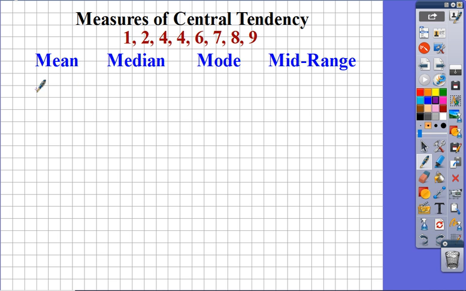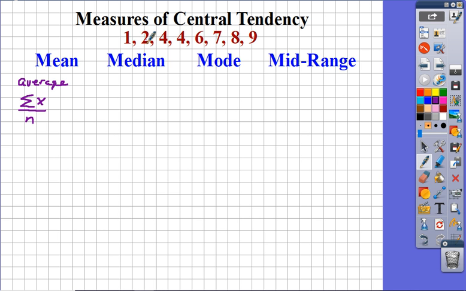So the mean, this is your basic average that you're used to doing. This is the one where you take all the numbers, you add them all up and divide by the number of numbers. So the way we're going to show that is we're going to talk about the sum of all the data values x divided by the number of data values n. That's your regular old mean.